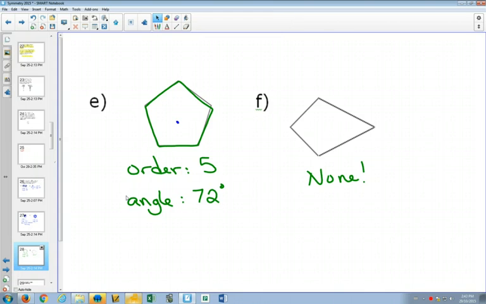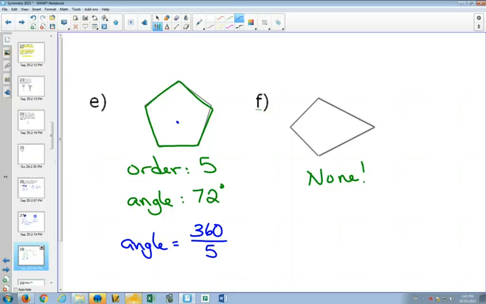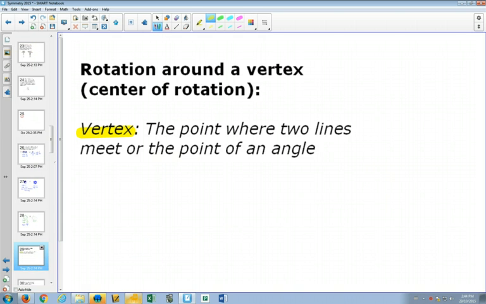So how did you find 72? There's a formula. The formula says that the angle is always equal to 360, which is how many degrees all the way around, divided by your order. And if you type that into your calculator, you'll get 72. Oh, so it'd be 360 divided by the order. Okay, everybody ready to go?